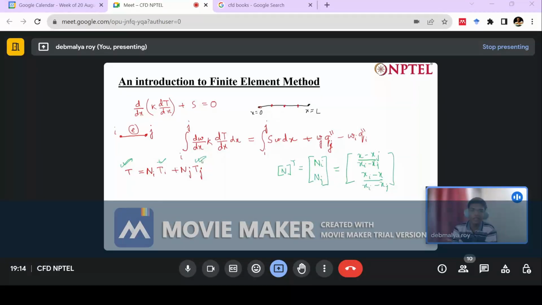Instead of deriving a whole solution, we were assuming a form of the solution and evaluating some parameters. In this case, you can see that the parameters are nothing but Ti and Tj, which are themselves the temperatures. So we are directly trying to find temperatures at certain points in the domain, using which we can evaluate temperature at all points in the domain, an approximate value at least.